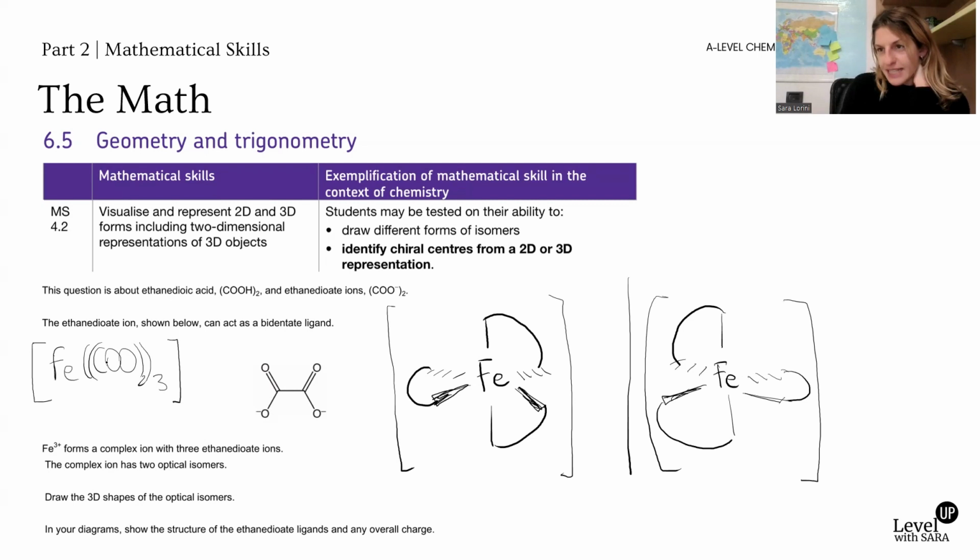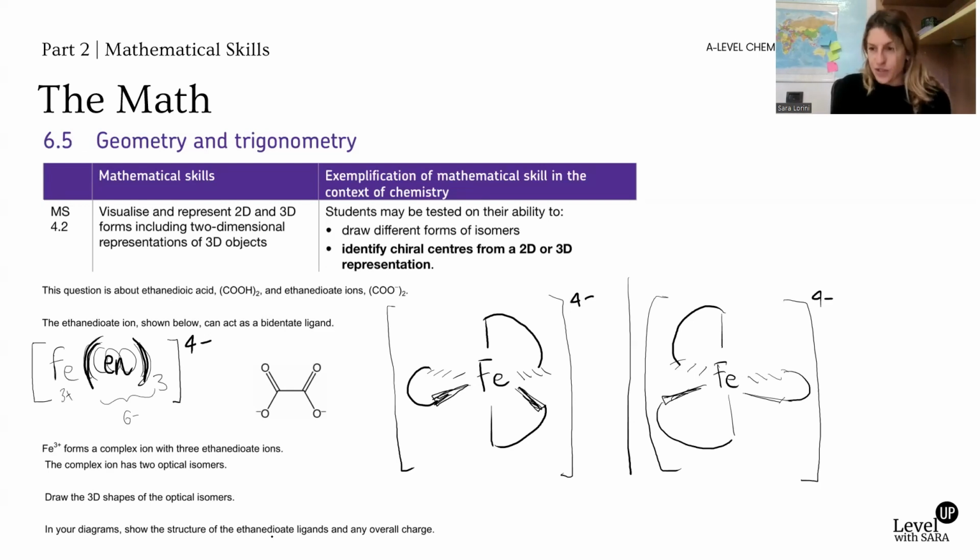Or normally you can write it as EN, which is normally the best way. If we have 3 EN, then the overall charge would be like this. We know the iron is 3+, each EN is 2 minus, so the total charge would be 6 minus, so the overall charge would be 4 minus. We write it like that. Okay, so 3D shapes of the optical isomers because they're non-superimposable mirror images. Okay, structures of the ethanedioate ligands and overall charges.